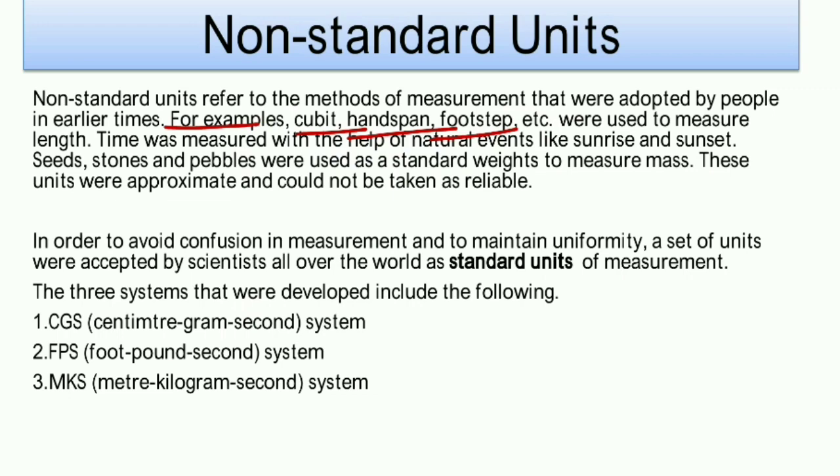Cubit, hand span, foot step: these were used to measure the length of things or distance. These were non-standard. Why non-standard? What is the meaning of cubit? It is the distance from the elbow to the top of the middle finger.